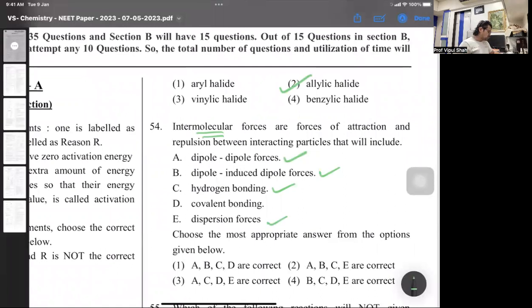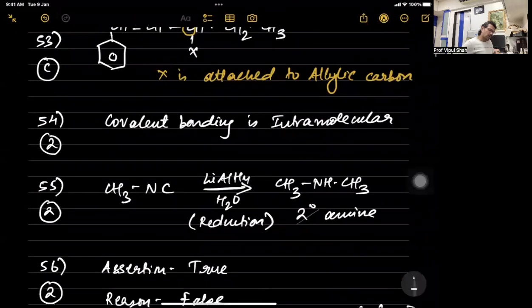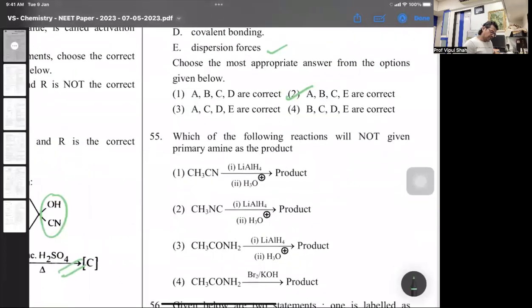So the 54th one, the correct option is the second option, that is A, B, C, E are correct. So that's the 54th one. Covalent bonding is intramolecular. Then the next one: which of the following reactions will not give a primary amine as a product? Cyanides on reduction with lithium aluminum hydride followed by acid hydrolysis will give a primary amine. B is the one which will not give.